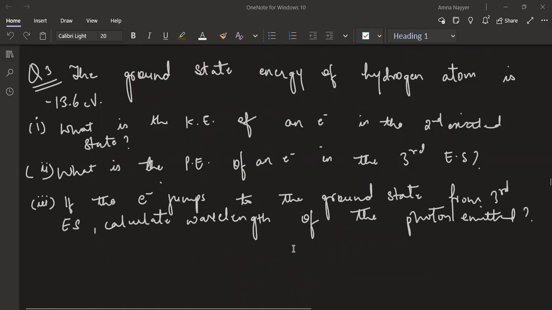Minus 13.6 electron volt. You have to find out the kinetic energy of an electron in the second excited state. First, do the first part. Send me the answers of the first part, then I'll discuss it with you.